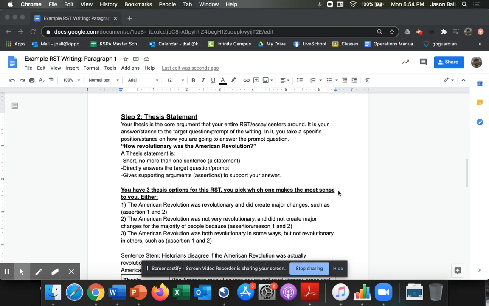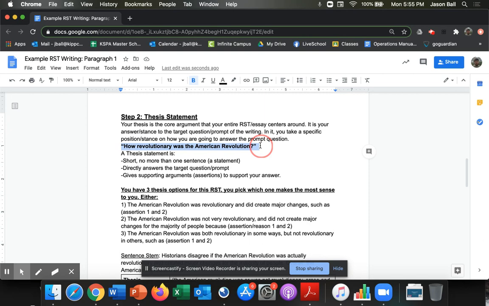So for the second step here, we are going to be writing our actual thesis statement. Again, your thesis statement is the core central argument or stance that you are taking on the target question or the prompt, which is, again, how revolutionary was the American Revolution? So my thesis has to answer that question or take a specific stance on it.